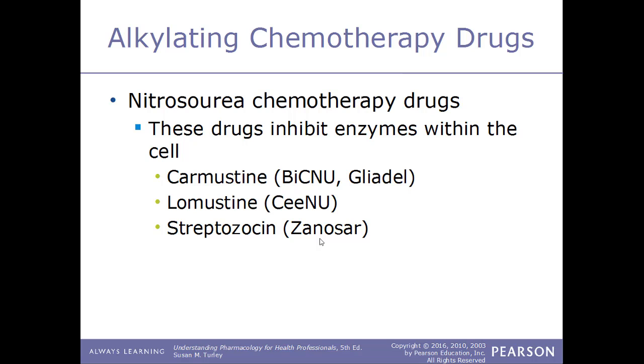And this kind of chemotherapy drug will also inhibit various enzymes throughout the cell. And some examples of nitrosourea chemodrugs would include carmustine, known by its trade names Gliadel and BiCNU, lomustine, known by its trade name CeeNU, and streptozocin, which is known by its trade name Zanosar.